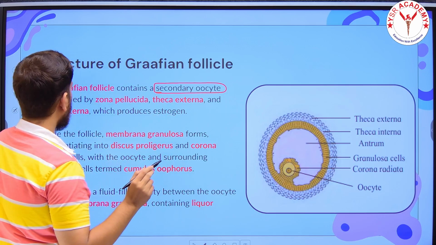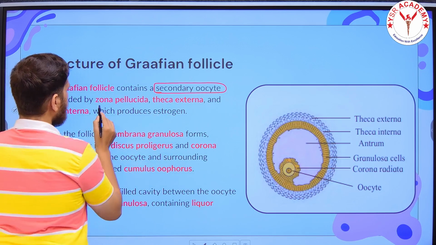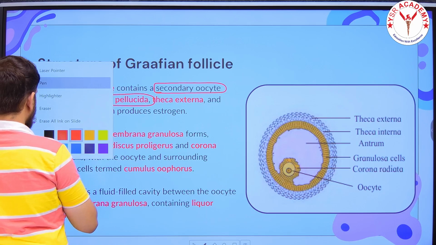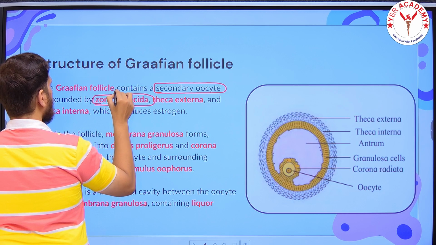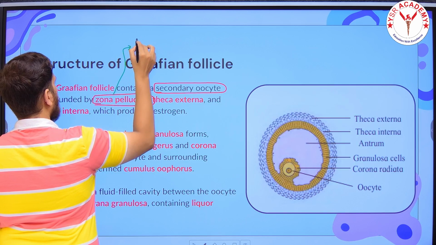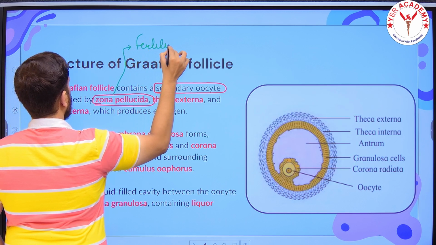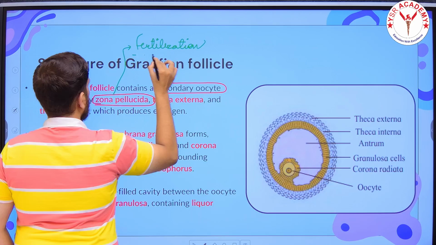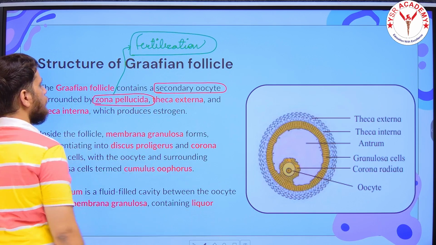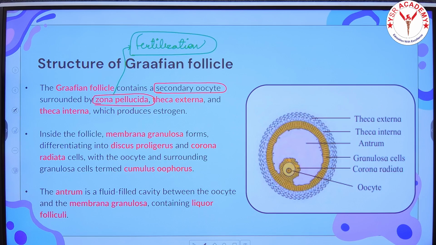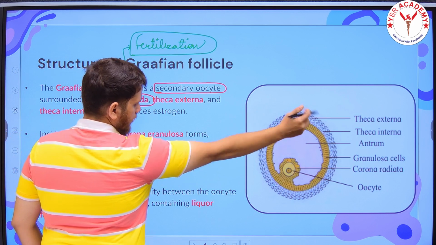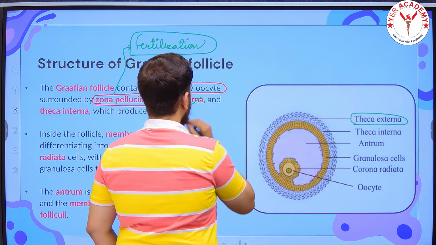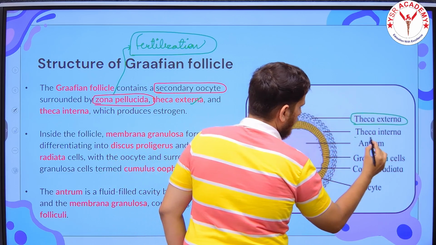It's surrounded by many layers. The very first layer is called the zona pellucida, which is very, very important because it is a layer for fertilization. Essentially this layer is going to help you in bringing about fertilization, and later we are going to understand why the zona pellucida remains supremely important. Then the outermost layer, as you can see highlighted, is the theca externa. Then inner to externa is the interna.